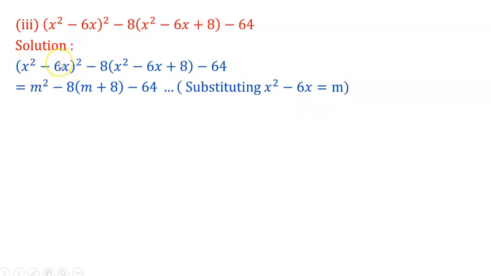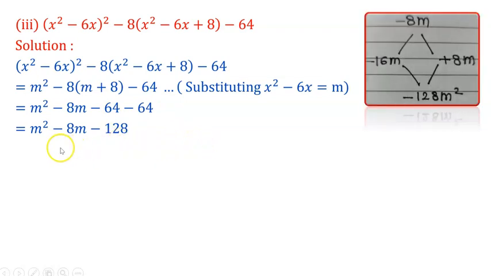Therefore, x square minus 6x means what? M, it's a bracket square. Therefore, x square minus 6x is replaced by m and hence it becomes m square. Minus 8, again x square minus 6x is replaced by m. Then in bracket you will get here m plus 8 and minus 64 as it is. Next simplify it. That is the m square minus 8m minus 64 minus 64. M square minus 8m minus 64 minus 64, you will get here minus 128. Now the factors. The product of first term and the last term is minus 128m square.